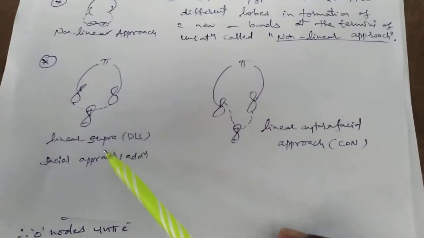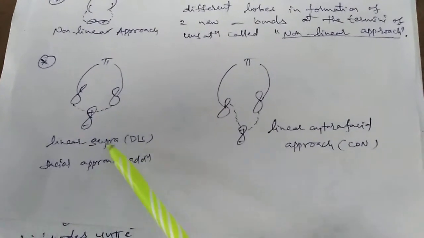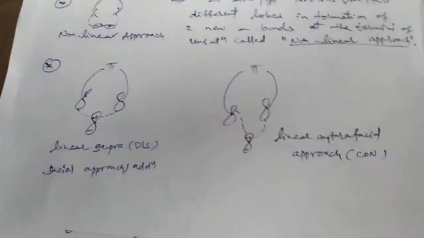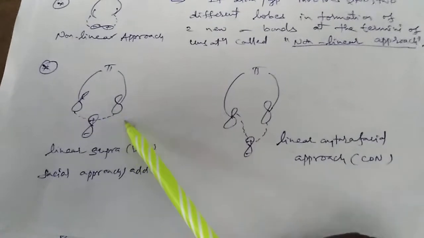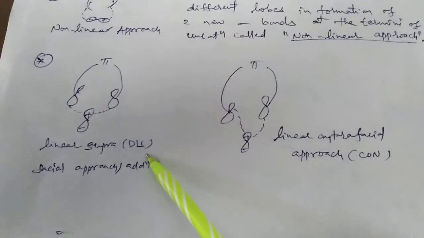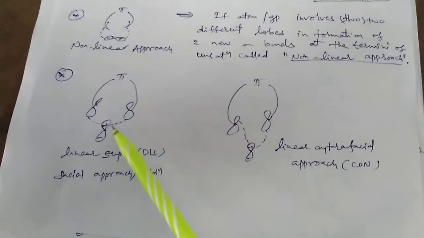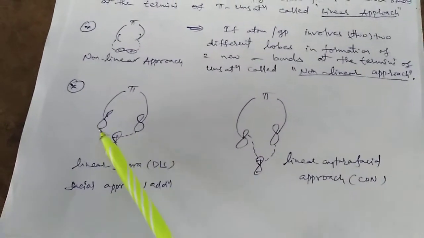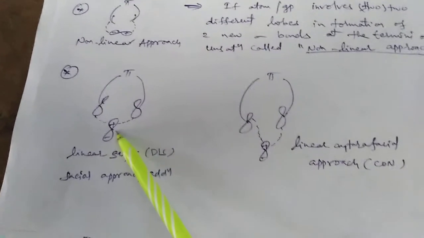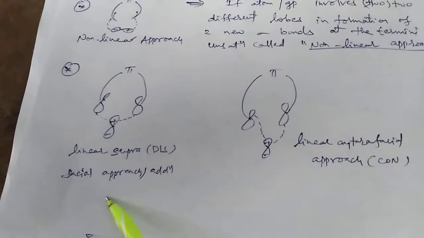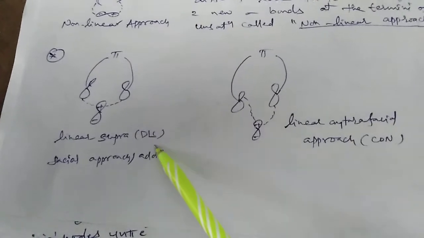Now we explain the linear suprafacial addition. Supra means the same sides of the lobes participate in the sigma bond formation. Here the same side of the lobes participates in the sigma bond formation with the same side of the lobe of the atom. It is called linear suprafacial addition or approach. It is also called the disrotatory mode.